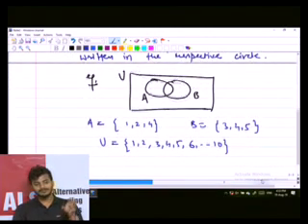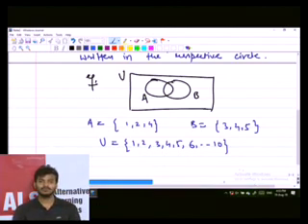Okay, so for this given data we have A as 1, 2, 4, B as 3, 4, 5, and the universal set is given as 1 to 10, all the counting numbers from 1 to 10. So now how are we going to fill it? Do you guys know what is intersection? Intersection of sets, union of sets.